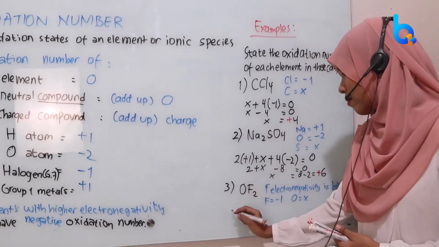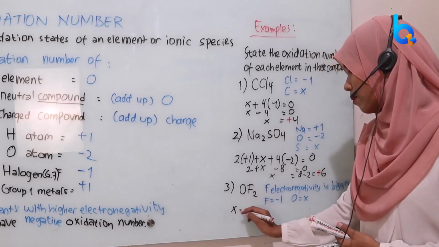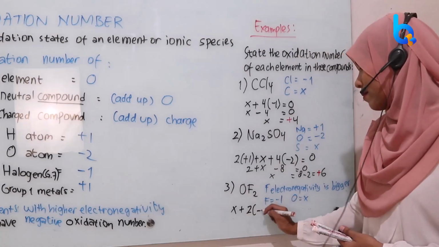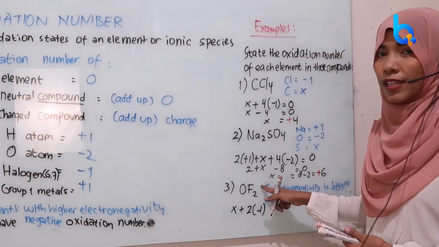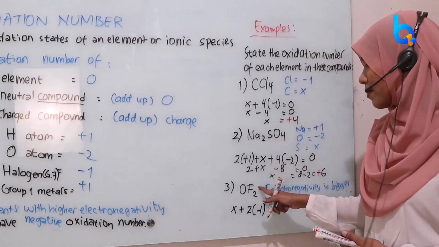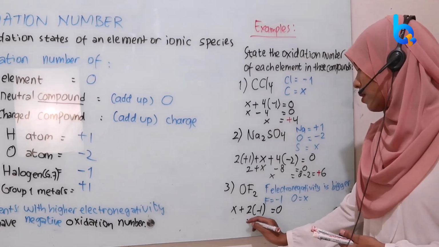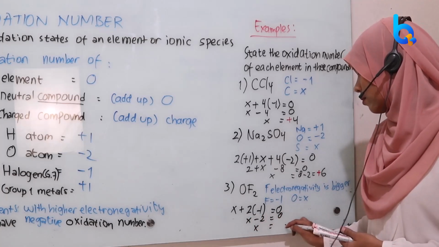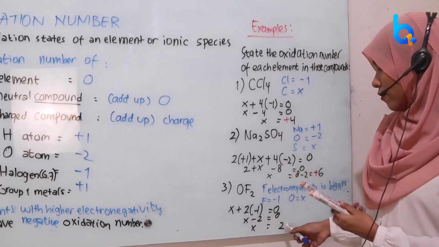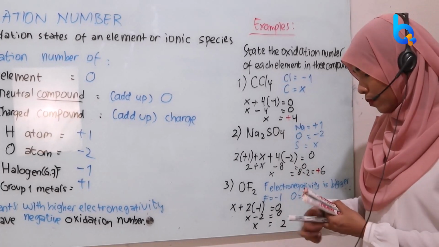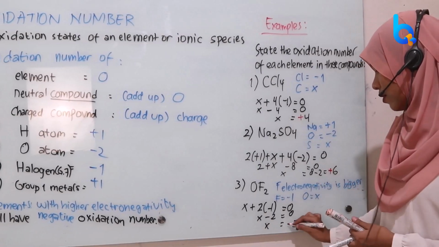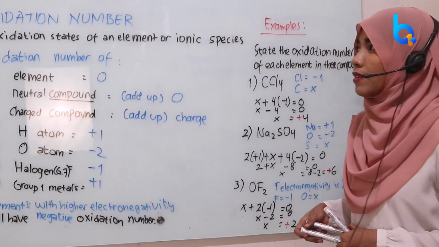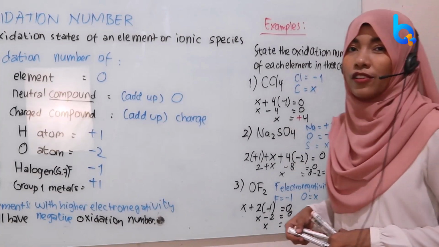So let's sum this up. X from the O plus there are 2 fluorine here, so 2 times -1. Because this is a neutral compound, as we see there is no positive or negative charge here, it will be 0. X minus 2 equals 0, X equals 2. Again, because we got a positive value here, don't forget to put the positive sign because we talk about oxidation number. That's all for oxidation number.